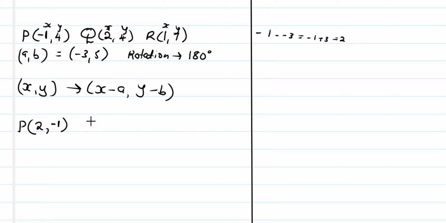And then we go to Q, where we have 2. Then 2 minus a, but minus negative 3, it is 2 plus 3, which is 5. And then go to this Q here, where we have now y is 4. And then 4 minus 5, which is negative 1 again. Then we go to R. Then now we have 1.